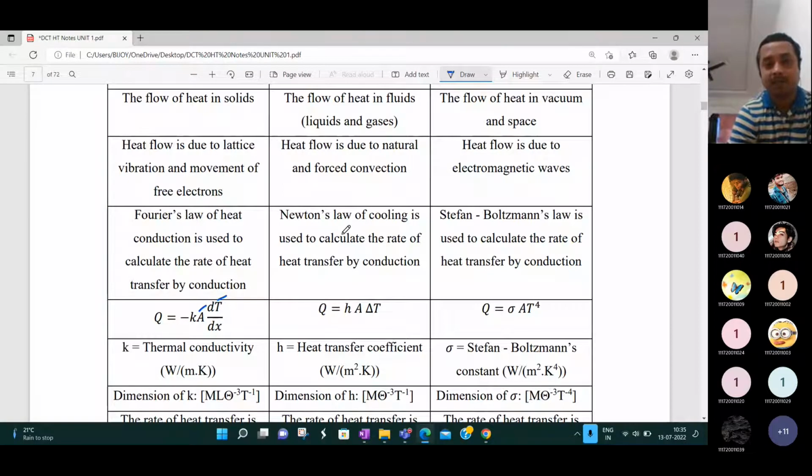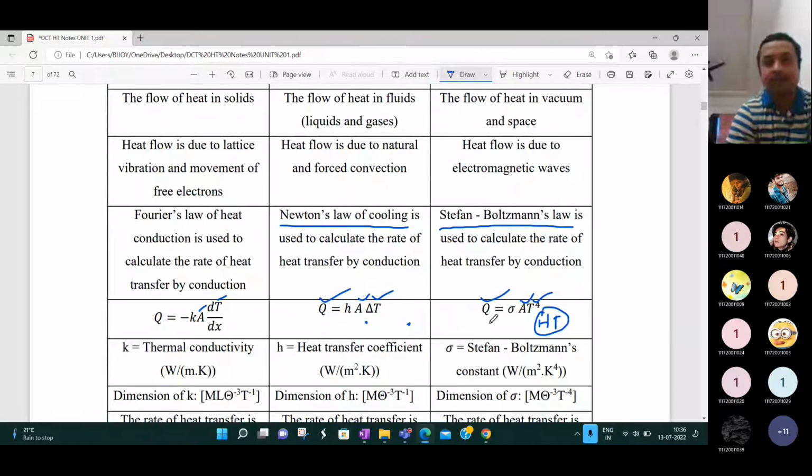In case of convection, we use Newton's law of cooling, or Newton's law of convection. It defines that the rate of heat transfer is directly proportional to the area of heat transfer and the temperature difference between the high temperature object and the low temperature object. For radiation, we have Stefan-Boltzmann's law. According to it, the rate of heat transfer is directly proportional to the area of heat transfer and the temperature to the power fourth, that is, the temperature of the high temperature body.